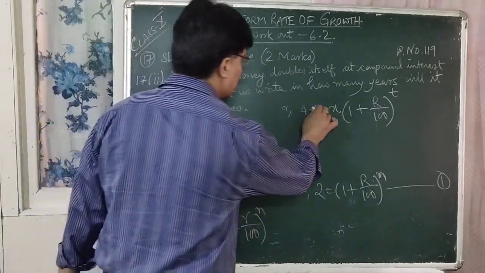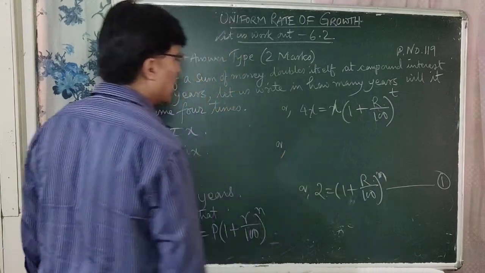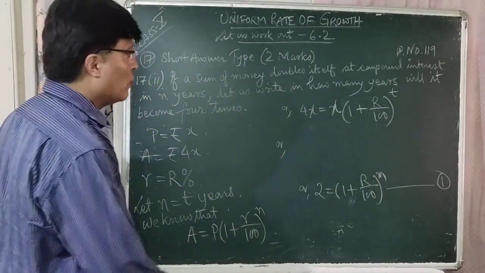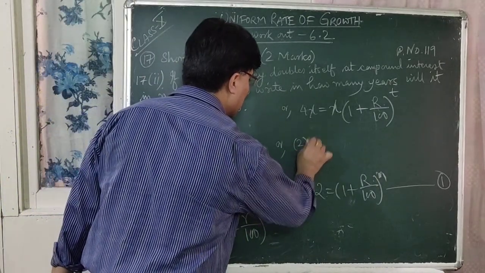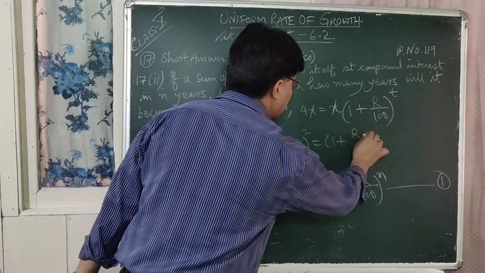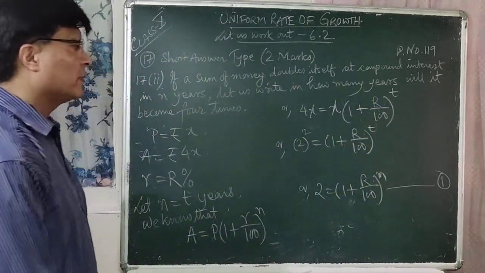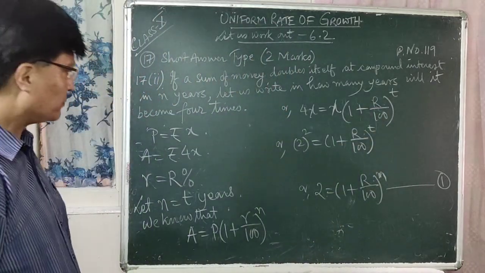So from both the sides you can cancel this x, okay? Or how will you write this 4? 4 can be written as 2 whole square, which is equal to 1 plus capital R upon 100 whole to the power t. Is that clear to all of you?